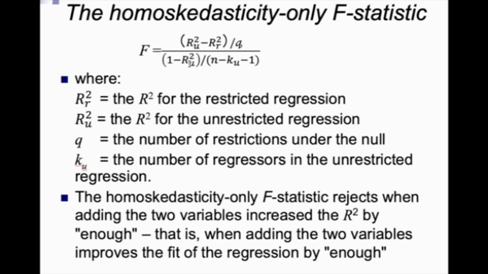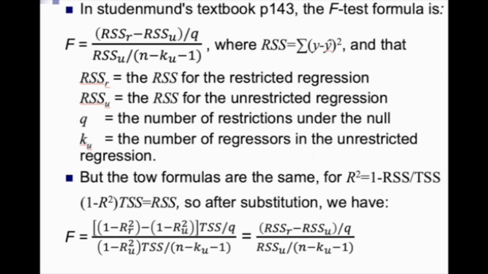All right. So for the degrees of freedom, here we have n observations. We have k regressors in the model under the unrestricted model, and also we have an intercept term. So we lost k plus 1 degrees of freedom. There's more than one formula for the F-test.